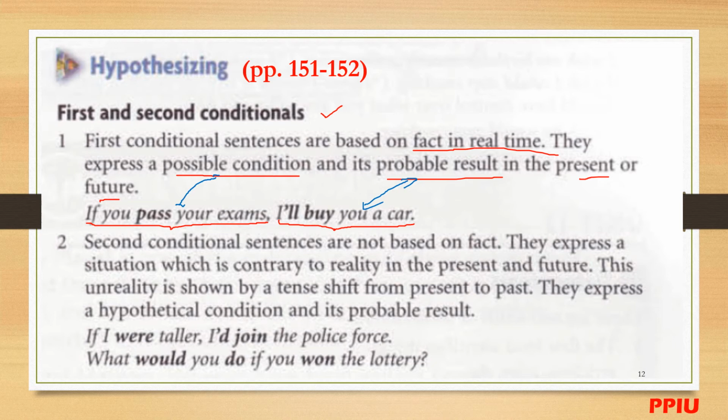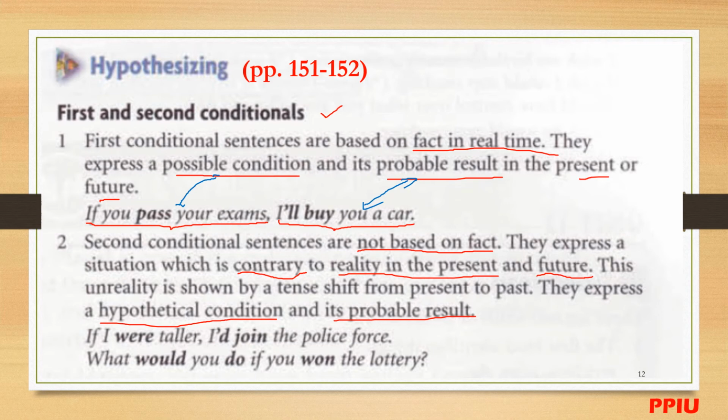We can say second conditional sentences are not based on facts. They express a situation which is contrary to reality in the present or in the future. Contrary means opposite, right? Opposite to reality, both in the present and in the future. This unreality is shown by a tense shift from present to past. They express a hypothetical condition and its probable result. You read? Hypothetical condition: something that may be possible, but it has not been proven that it happened.